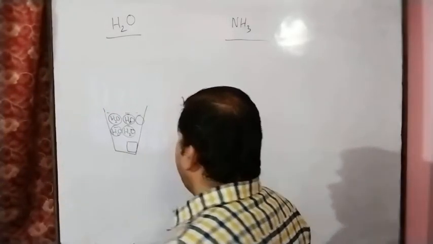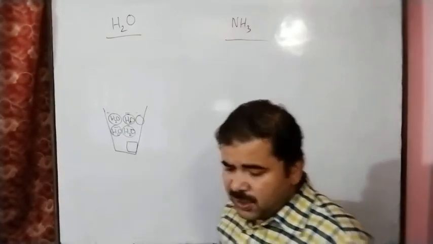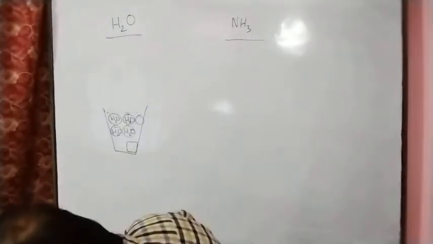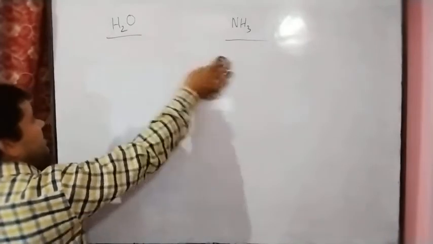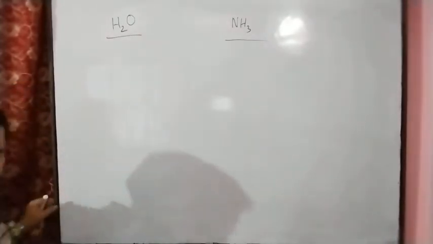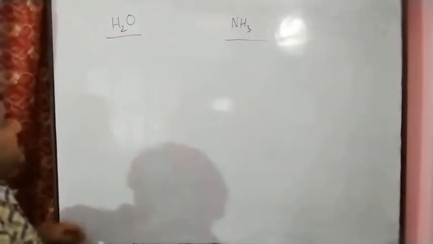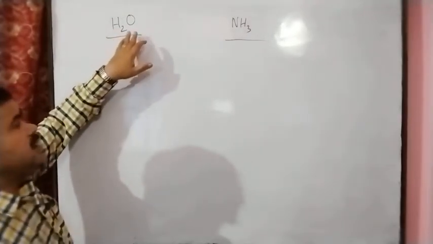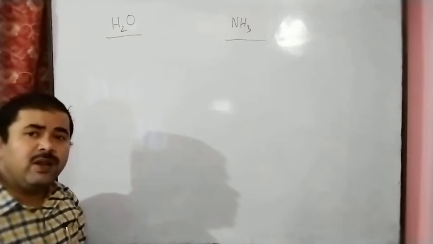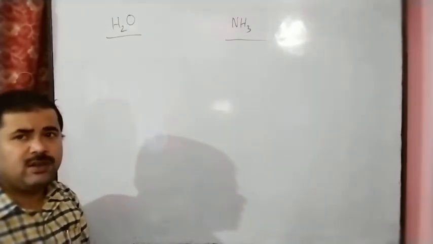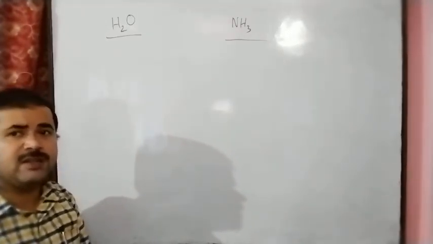So this is the second property. And the third property here, homogeneous in nature. And compound we can't separate by the physical means. We can separate the compound only by the chemical means. Only by the chemical means we can separate.